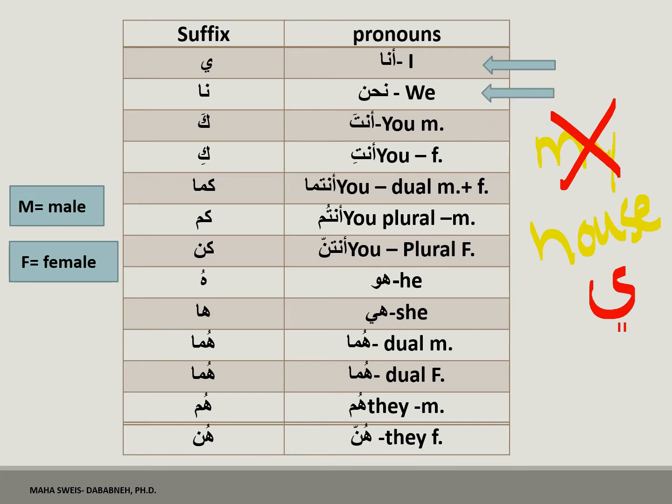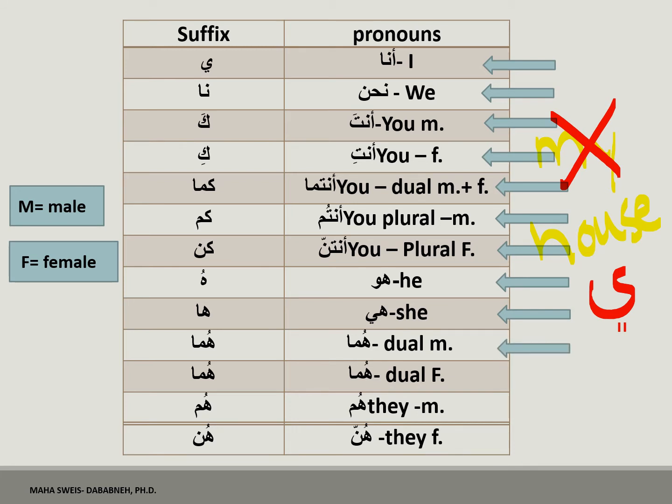For we, نحن, we suffix نون ألف. أنت, you suffix كاف فتحة. أنت, كاف كسرة. أنتما, كاف ميم ألف. أنتم, كاف ميم. أنتن, كاف نون. هو, هاء ضمة. هي, هاء ألف.